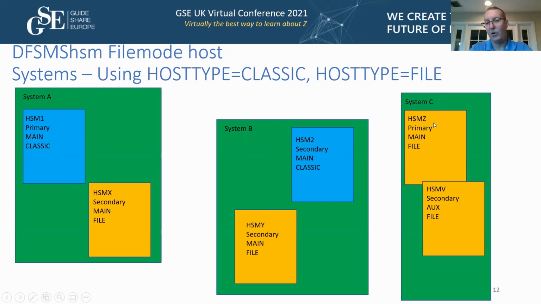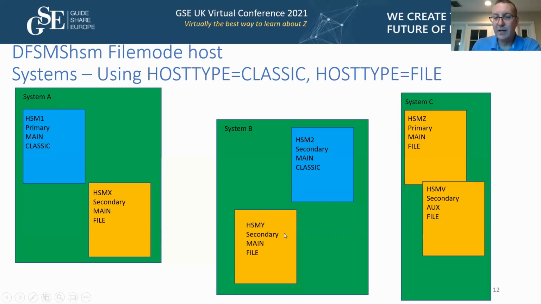And then they wanted to have the HSM, the file mode HSM, so they had a small LPAR on the side. It wasn't doing very much, so they thought that was a good place to put their main file mode host. They gave it a host ID of Z, because the host IDs can be the same between the different hosts and they don't interfere with each other. So for this example, I just used different letters.